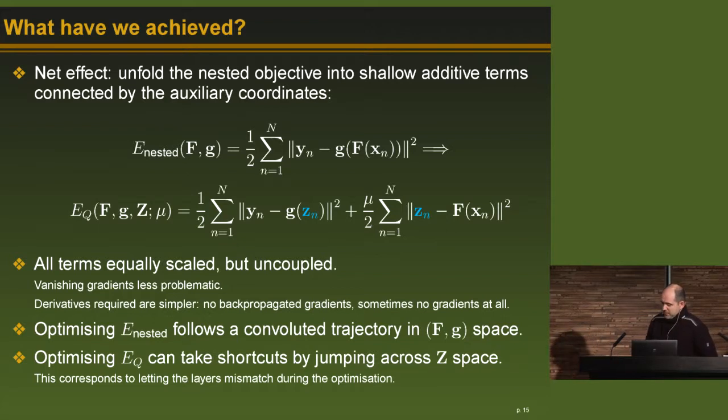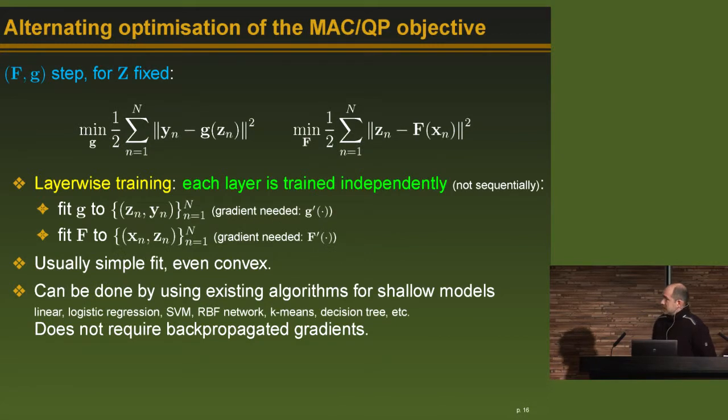So if I fix the coordinates here, the coordinate set, then you can see that this part separates from that part. That means that each layer of the function separates. And that one is going to be fitting the first function, given inputs x, the original inputs, to the outputs given by the auxiliary coordinates that we introduced. And this one here is going to fit the G function, the classifier, for example, given the auxiliary coordinates and the original labels. So this is really a layer-wise training, only that it doesn't have to be sequential.